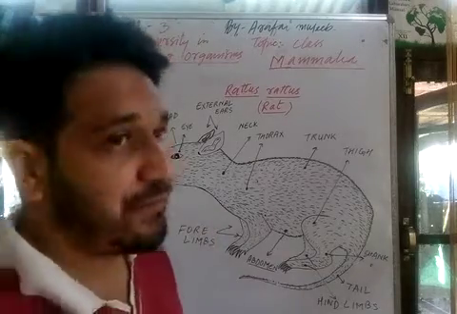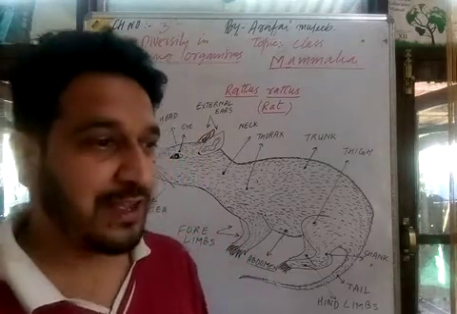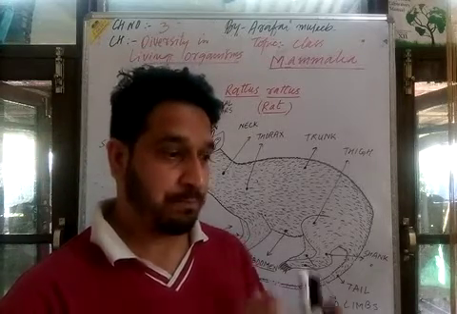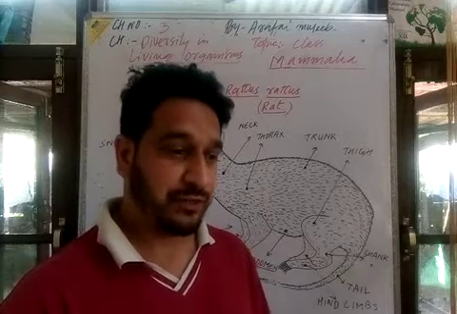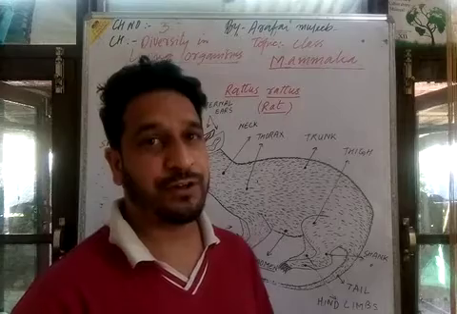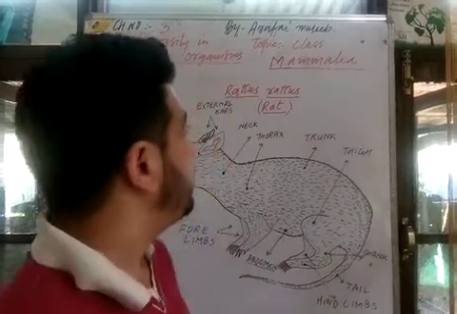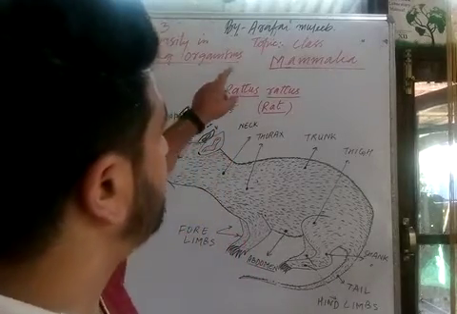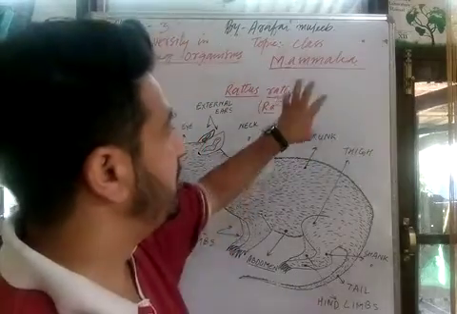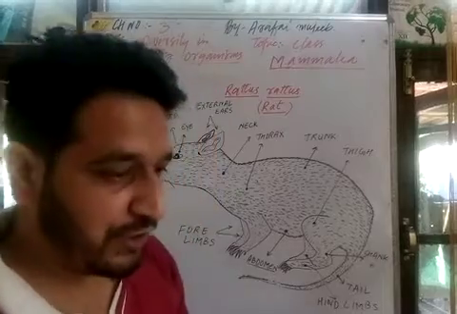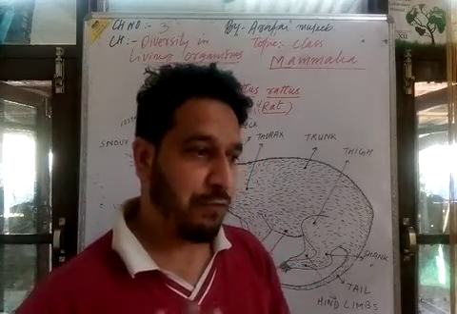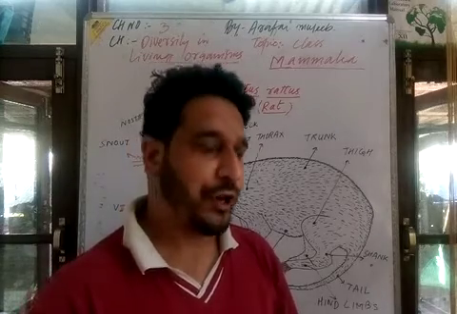Chapter 3 is diversity in living organisms, and this is my last lecture of this chapter. It is very deep to study the classification of diverse living organisms. In this chapter my topic is class Mammalia. Class Mammalia is an important class of subphylum Vertebrata of phylum Chordata.